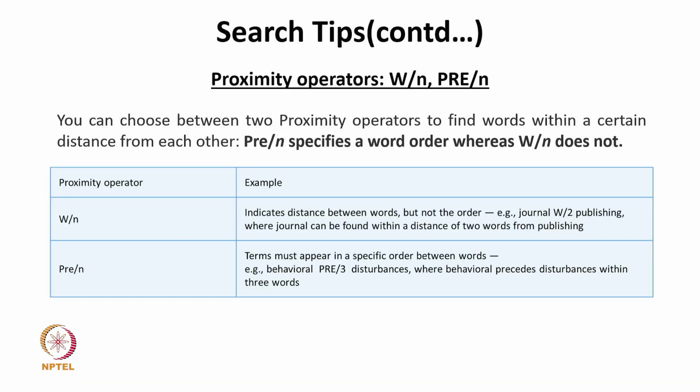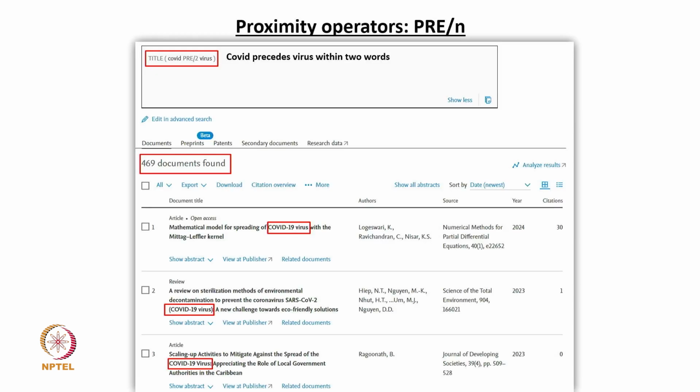And for proximity operators, we have two. W/N means within, PRE/N means precedes. Within doesn't have any order, while precedes has an order while searching the document. For example, if in the title we search COVID PRE/2 virus, this means COVID precedes virus within 2 words.